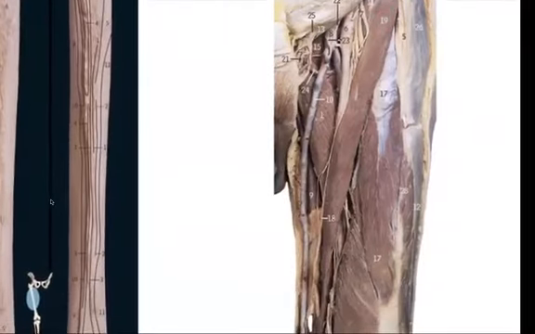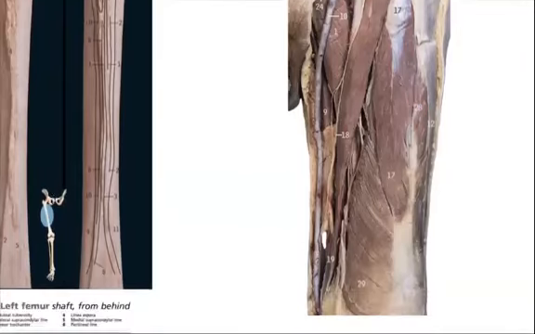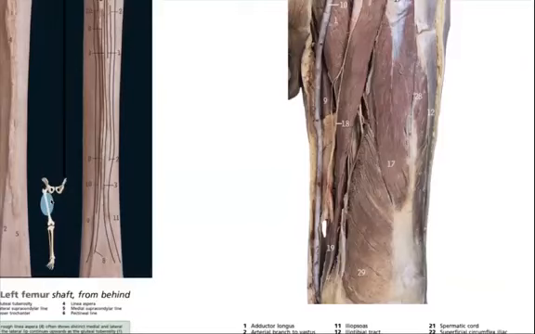Then you have to identify a few other things like the rectus femoris. So number 17 is the rectus femoris. You can see it here as well. On the lateral aspect of the rectus femoris, we expect the vastus lateralis. And on the medial aspect of the rectus femoris, we expect the vastus medialis, which is number 29.